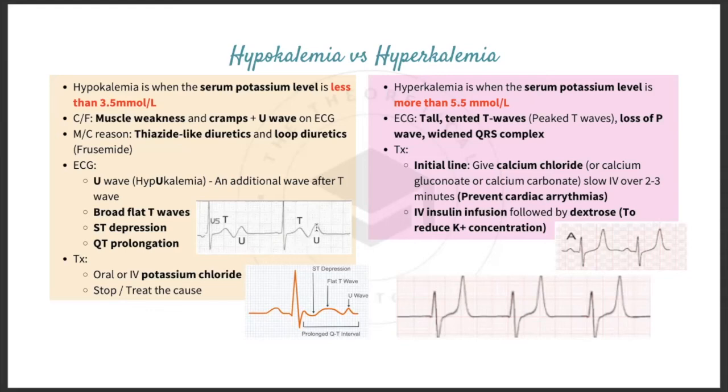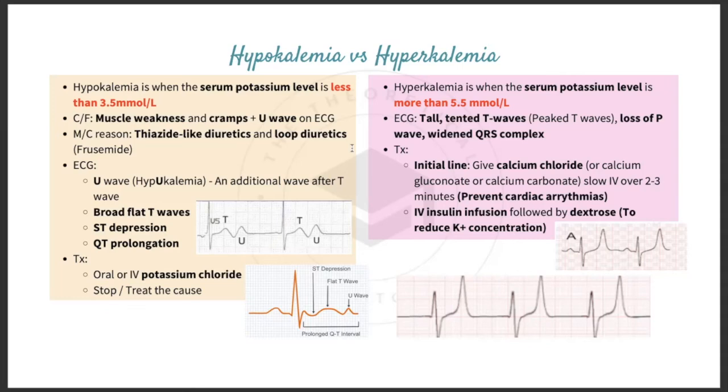So what is a U wave? Basically, after the T wave, there is another wave. Just basically look at the T wave. If there's another wave, that's a U wave. So that is hypokalemia. Of course, sometimes they may not have U wave. They may have just broad, flat T waves, or even ST depression or QT prolongation.